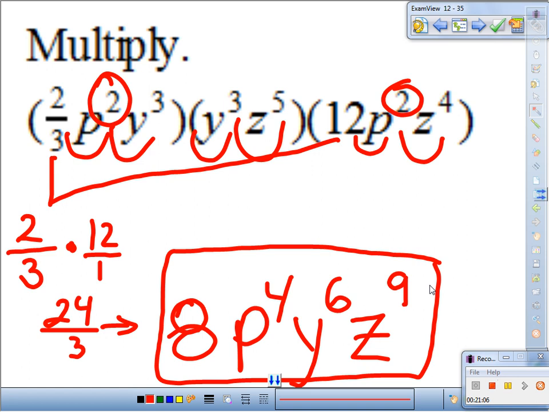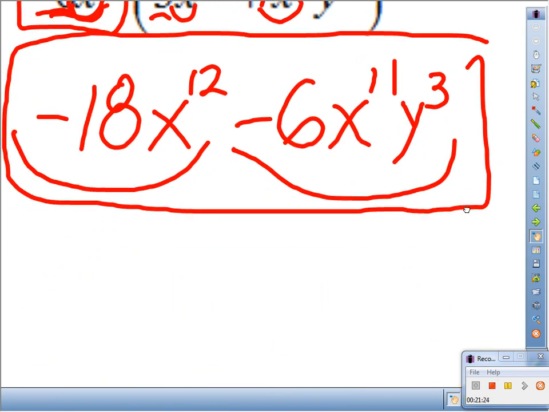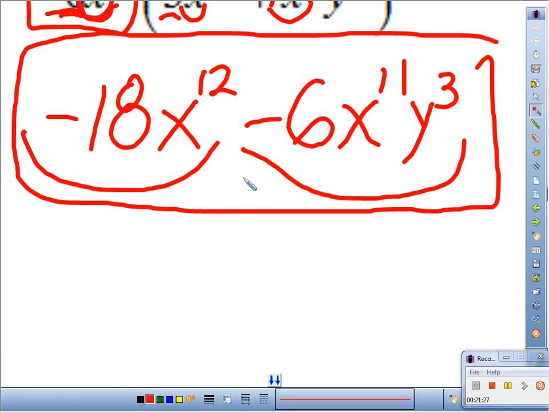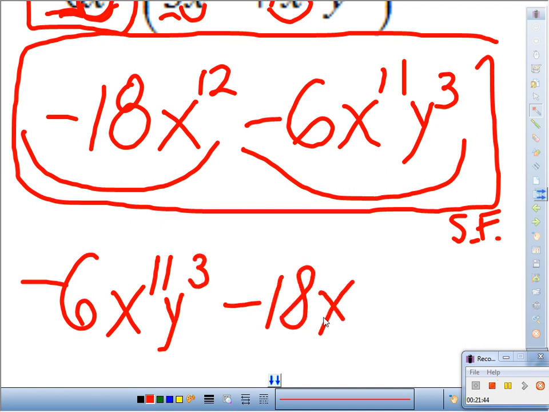Say that again. Let me go back. That's true. Thank you, Diego. What did we miss on this one, everyone? Standard form. Is it in standard form? No. So therefore, this is to the what degree? 14. This is 12. So it's negative 6x to the 11, y to the third, minus 18x to the second.